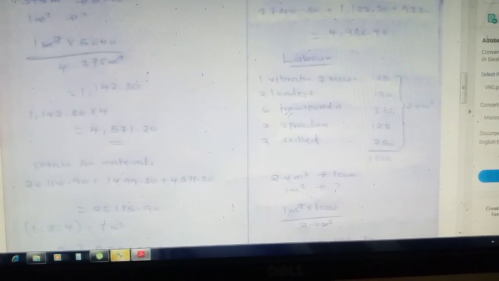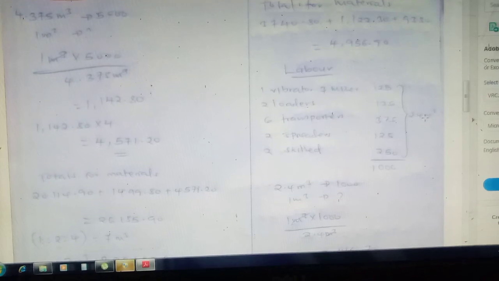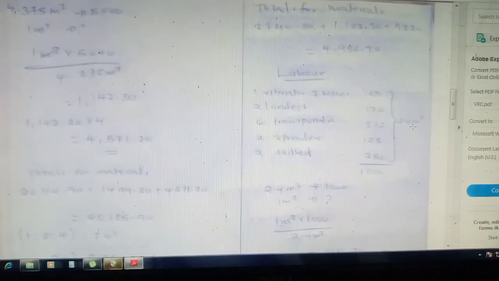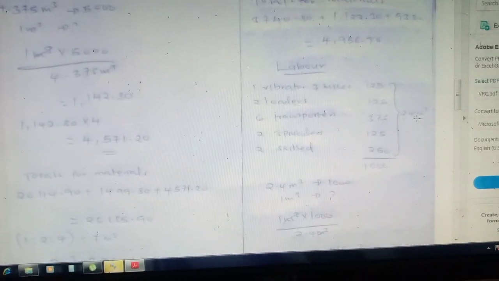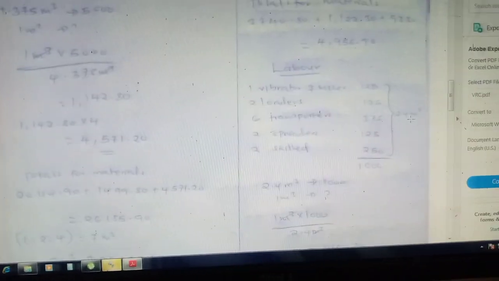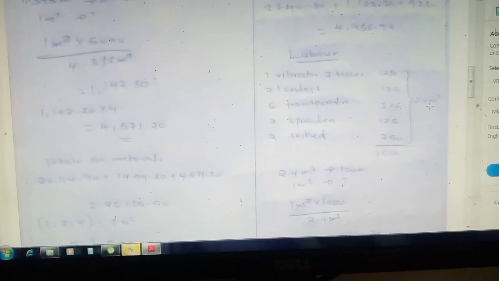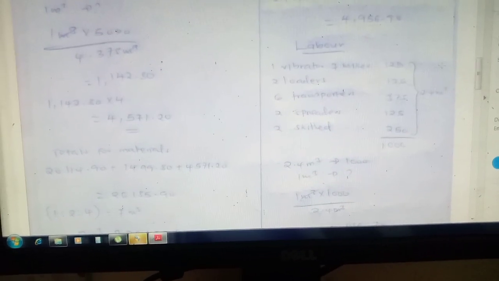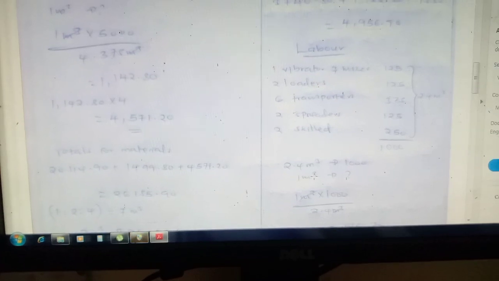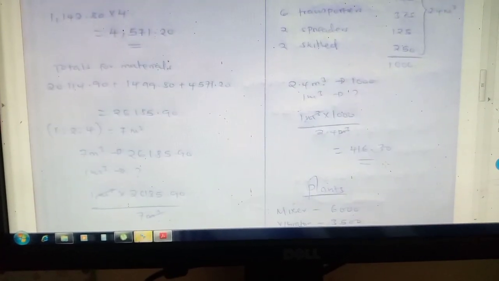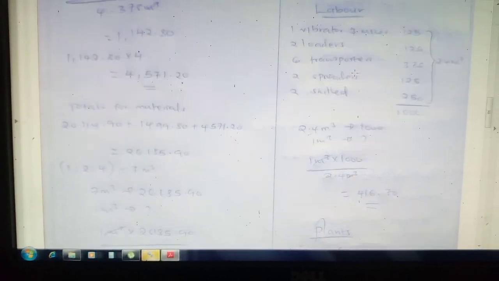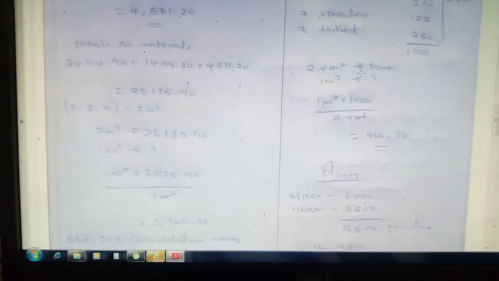Then the constant is this number of workers will do a volume of 2.4 meter cube in 1 hour. These people will do 2.4 meter cube in 1 hour. So you say 2.4 meter cube is equal to 1000. What of 1 meter cube? 1 meter cube will be equivalent to 416.7. So you note that labor, the place of labor, you note it very well. Then we go to plants.